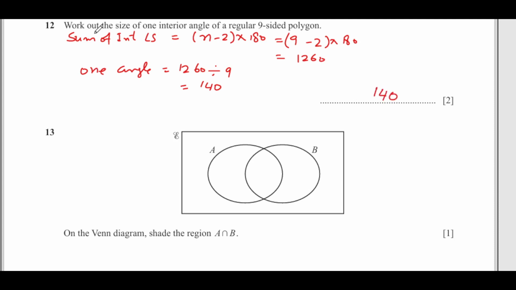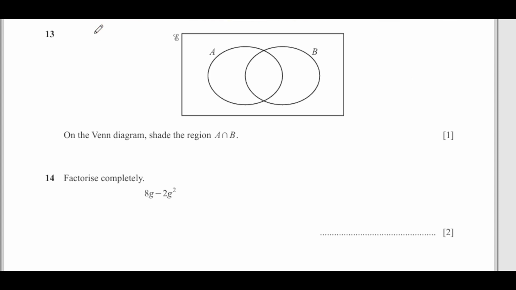Okay. Now number 13, we have question from Venn diagram. So on Venn diagram, shade A intersection B. A intersection B is the common part of A and B. So we have this part here, the middle part. Okay. Now number 14, factorize 8g minus 2g square. So we have 2 common from here and g common from here. Inside then we will have 4 minus g left. So this is the final answer, 2g 4 minus g.